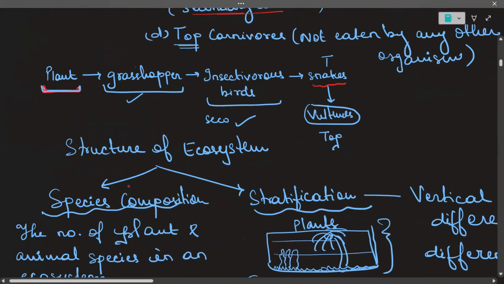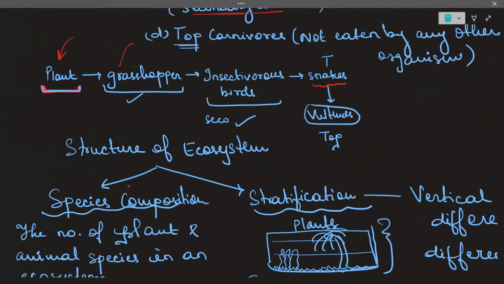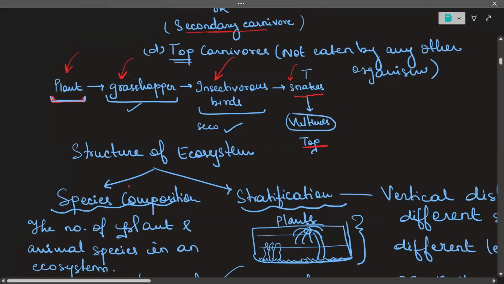For example, here the plant is the producer. The grasshopper eats the plant, so the grasshopper becomes the primary consumer. Insectivorous birds become the secondary consumer because they eat the grasshopper. And then the snakes become the tertiary consumers because they eat the insectivorous birds. And lastly, the vultures, which eat the snakes, are the top carnivores in this case.